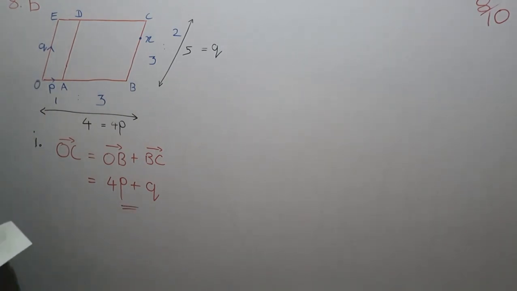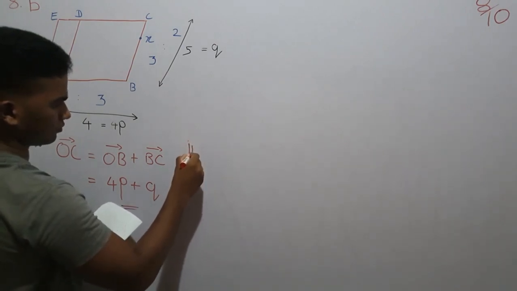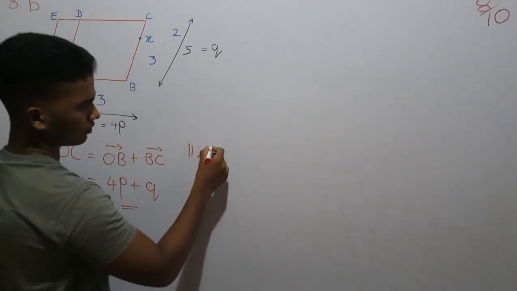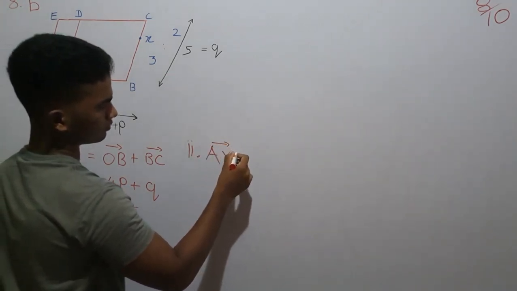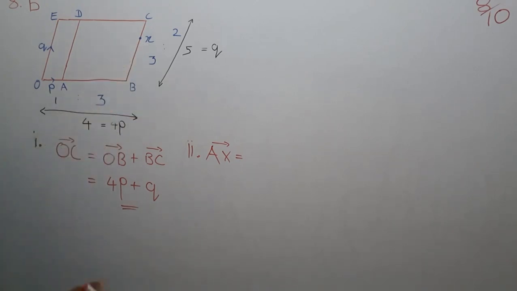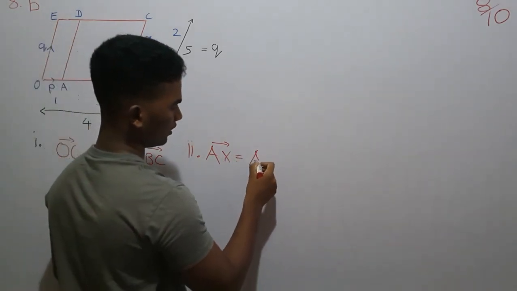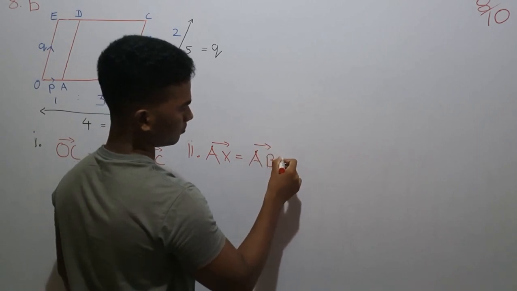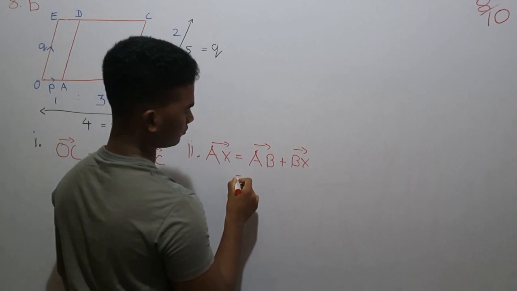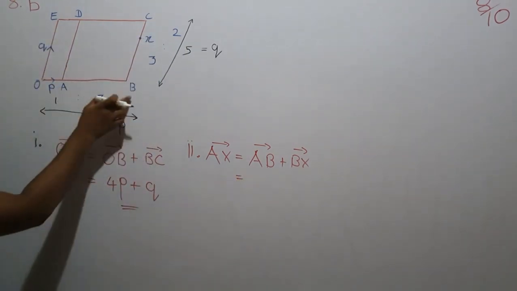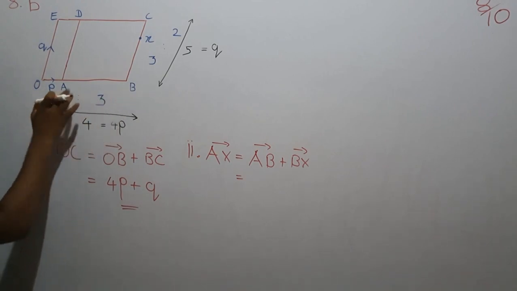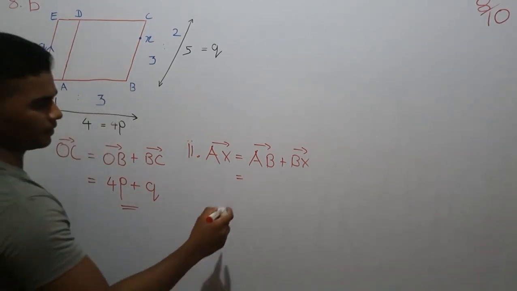Then Roman numeral 2, AX. For AX, A to B plus B to X. Now A to B we know as 1 part is P, and there are 3 parts within A and B. So 3P.